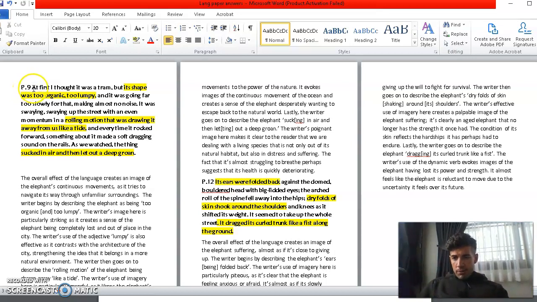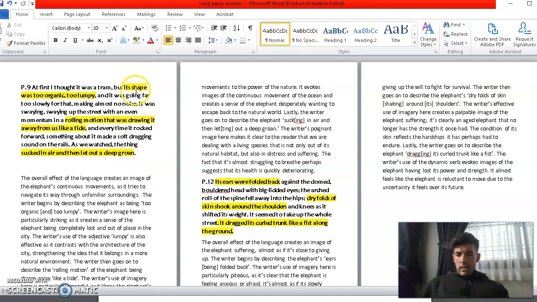At first I thought it was a tram, but its shape was too organic, too lumpy. And it was going too slowly for that, making almost no noise. It was swaying up the street with an even momentum, in a rolling motion that was drawing it away from us like a tide. And every time it rocked forward, something about it made a soft, dragging sound on the rails. As we watched, the thing sucked in air and then let out a deep groan.